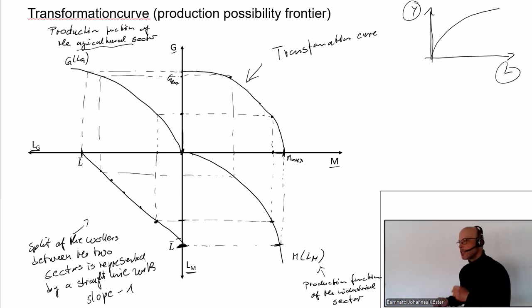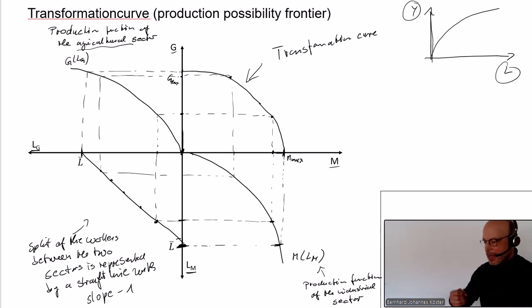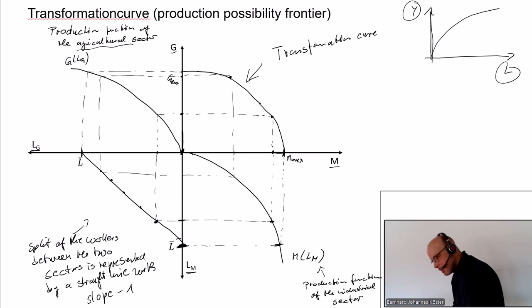So every worker who works in the agricultural sector cannot work in the industrial sector. So we ask ourselves how much we have to reduce the one output if we want to increase the output level of the other product by 1 unit. And for this, since we have these right-bending production functions, we obtain this concave transformation curve. And this means that we are not anymore in the linear case compared to the Ricardian model.